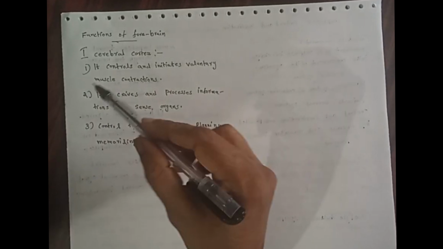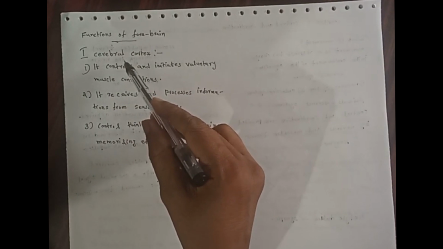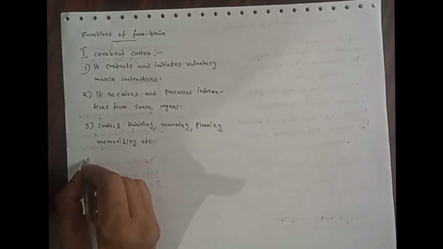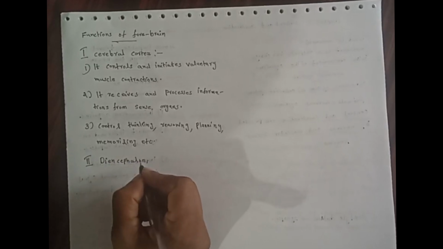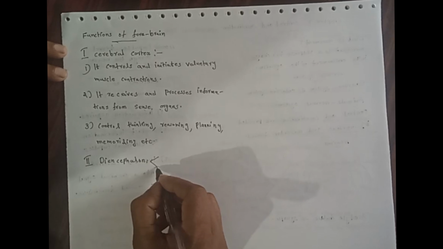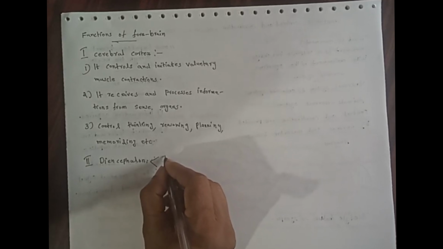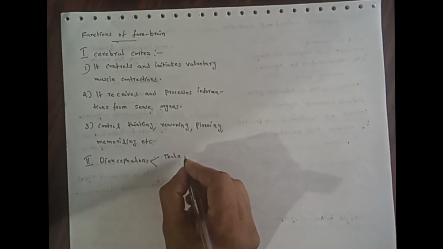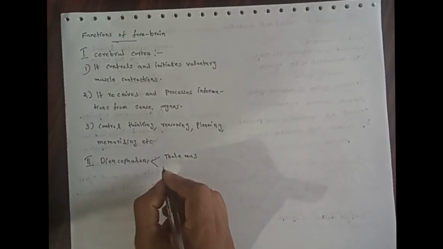Here there are two parts in the forebrain. First we discuss the activities of the first part, the cerebral cortex. The second part of the forebrain is the diencephalon. The diencephalon has two parts, thalamus and hypothalamus.